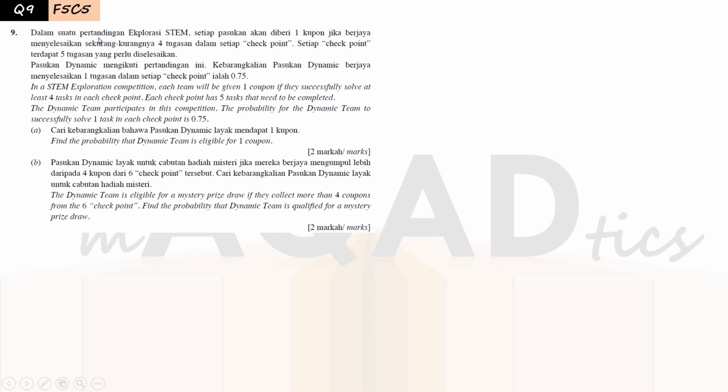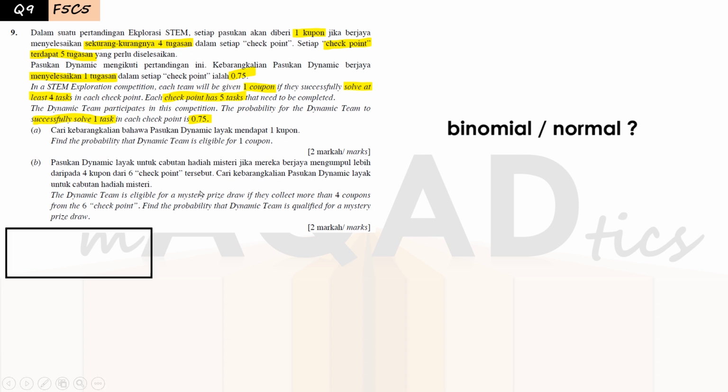For the next question, we are still in the same chapter. It's just that for this situation, we are not really sure if it is following the binomial distribution or the normal distribution. Okay, so let's go through this paragraph. So here there are a lot of things to digest, so let me help you all summarize it. Okay, so they are in this competition, and this competition has checkpoints. Okay, so let me use rectangles as a checkpoint. Okay, so in each checkpoint there would be 5 tasks.